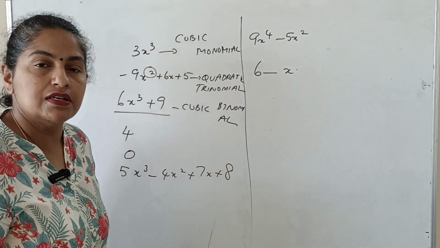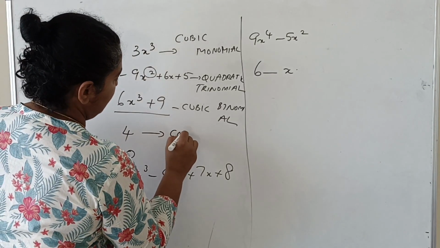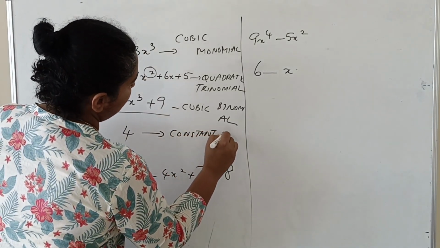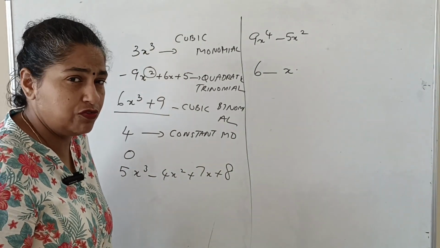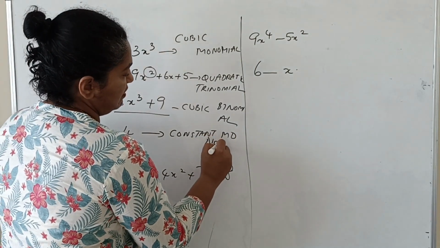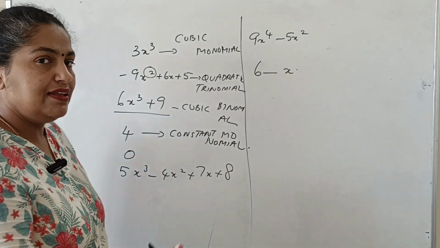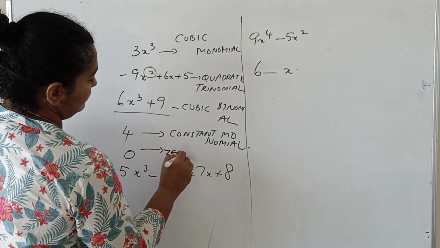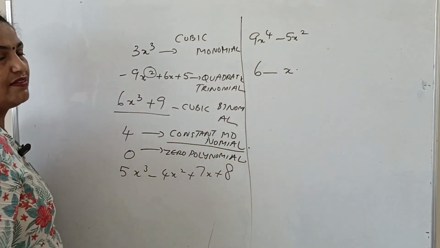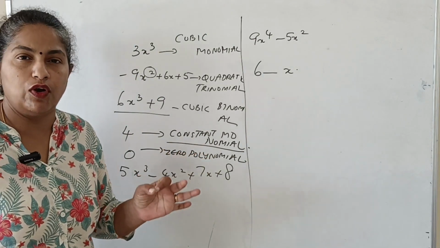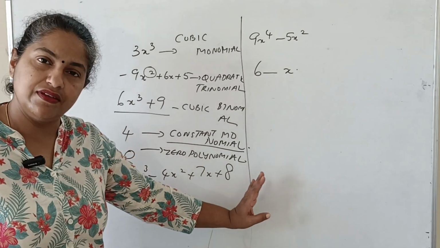4. How many terms are there? Only one term. It is a constant polynomial. It is a constant monomial. Even when you say constant, it will have only one term. So even if you write it's a constant polynomial also, it is right. But then to be more specific, constant monomial. 0. 0 is a zero polynomial. In this case, we do not have to mention it is a monomial because 0 is a special case of constant polynomial whose degree is not defined. So you just write it as a 0 polynomial.